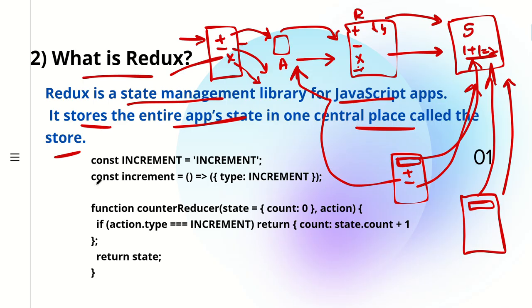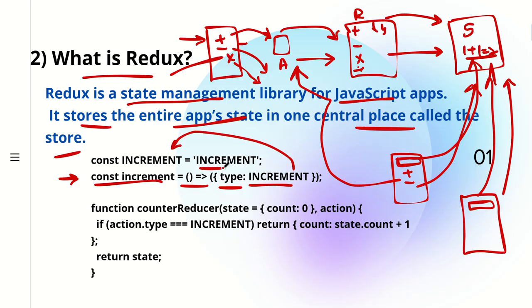Now let us see an example. Whatever you see here, this second line, is how we define our action. We have const increment, and then an arrow function in which we are passing an object whose type is increment. When the user clicks on this button, you are going to make use of the useDispatch hook and dispatch this action. In this type we are writing increment. This increment is basically a constant, and this constant has a string value increment.